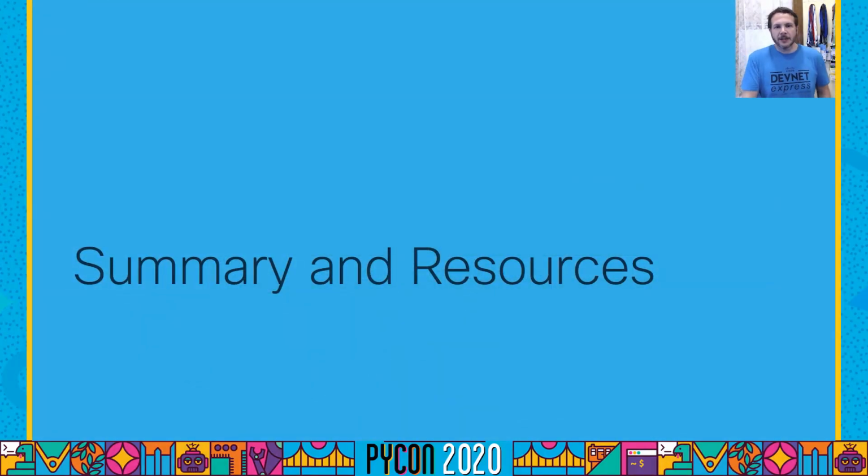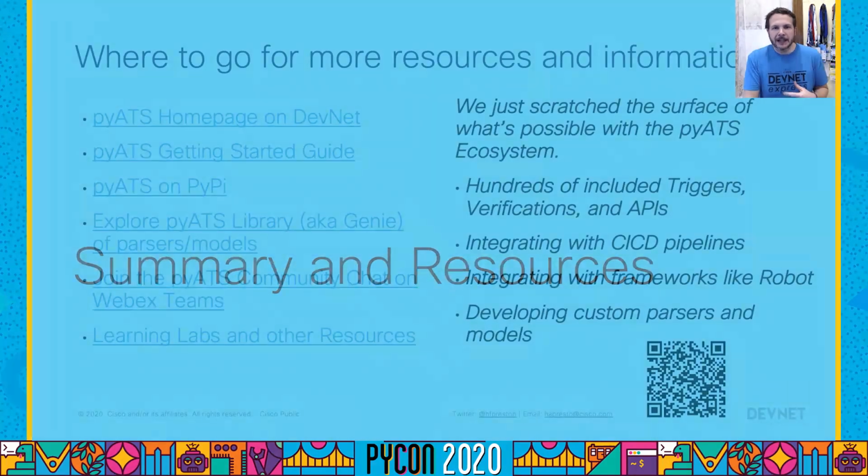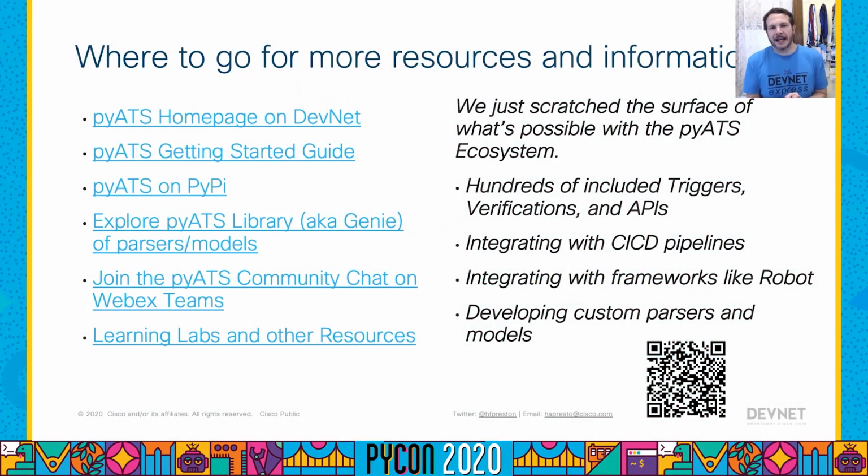Now, in summary, where can we go from here? I've only been able to scratch the surface of what's possible with the pyATS ecosystem. There's so much more that's out there for you. And we've gathered up a lot of resources that you can take advantage of to dive deeper into network validation testing with pyATS. You can look at the pyATS homepage, you can read the Getting Started guide, you can explore the code on GitHub or PyPI.